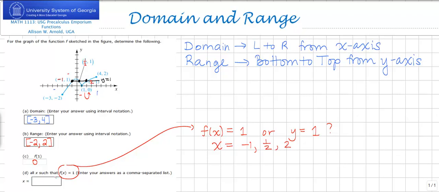Okay, and so our box says enter your answers as a comma separated list in WebAssign. So it's already x equals outside, so I don't repeat that. And I'll type in -1, 1/2, 2, and I'm done.